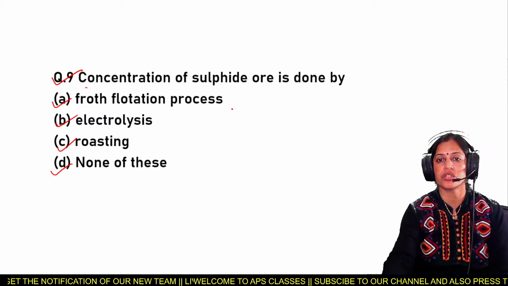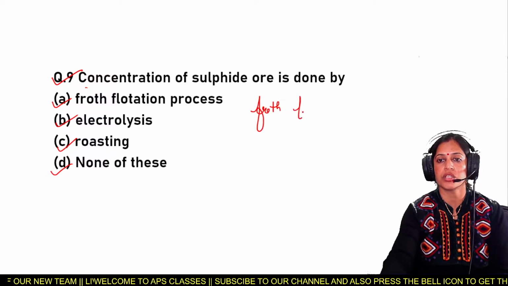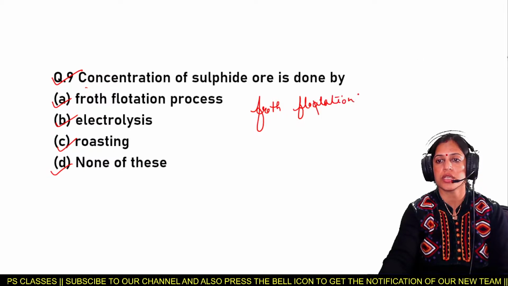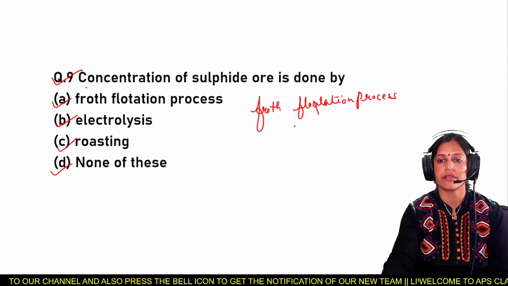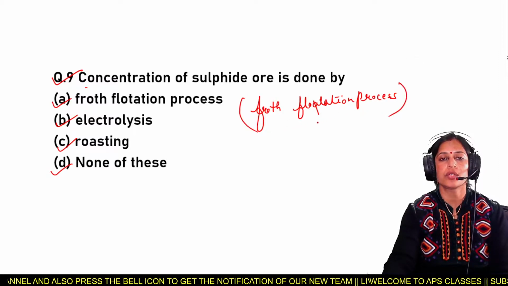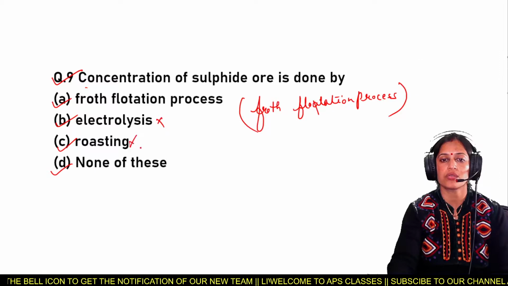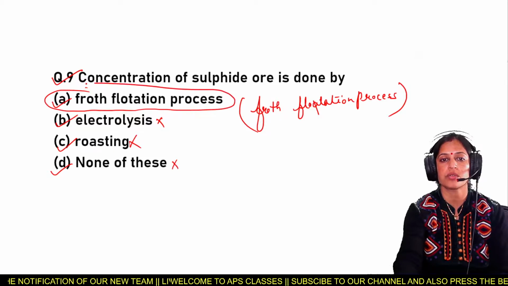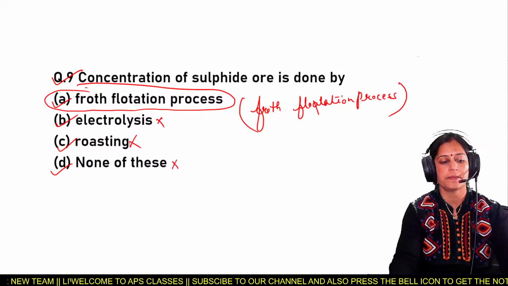The concentration of sulphide ore is done by the froth flotation process. Froth flotation is the only process that can be used for the concentration of sulphide ore. So by this froth flotation process, the concentration of sulphide ore takes place. Not electrolysis, not roasting, and not none of these. So here the right answer is the froth flotation process.